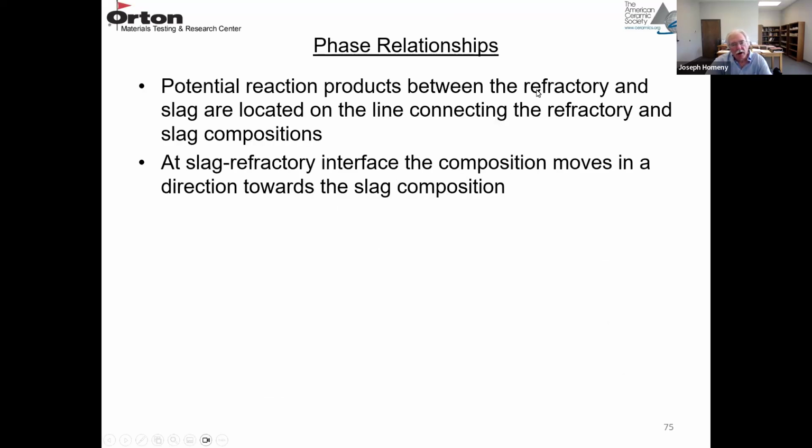So the reaction products between that refractory and that slag composition are going to be located a lot along the line connecting the two compositions. And then the slag refractory interface is always going to move towards the direction of the slag composition, because the slag is going to be there in great excess. And as it dissolves the refractory, it's going to be moving towards the slag composition.